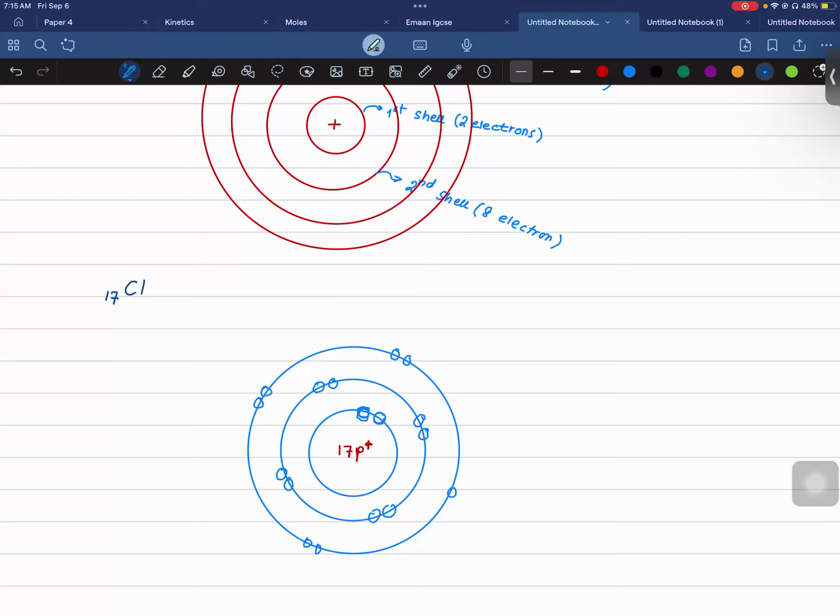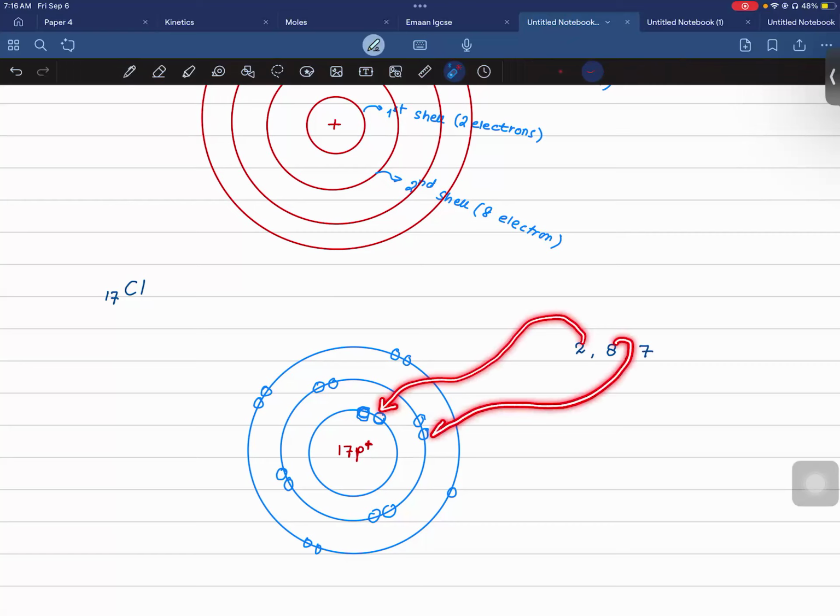You can also write this configuration as 2, comma 8, comma 7, which shows that this is the first shell, which contains 2 electrons. This is the second shell, which contains 8 electrons. And this is the third shell, which contains 7 electrons. And what is the use of this electronic configuration? Let's suppose you are doing your paper. If the electronic configuration is given to you, what can you do after looking at it?